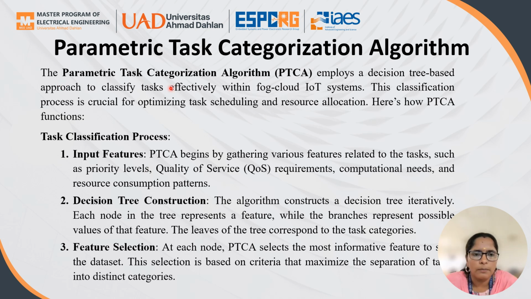Then we'll see the parametric task categorization algorithm in depth. This algorithm employs a decision tree based approach, which classifies the tasks effectively in the IoT system. This classification is crucial for optimizing task scheduling and resource allocation. First, this classification requires some input features. The input features of this algorithm are the priority level, the quality of service requirement, and the computational needs.